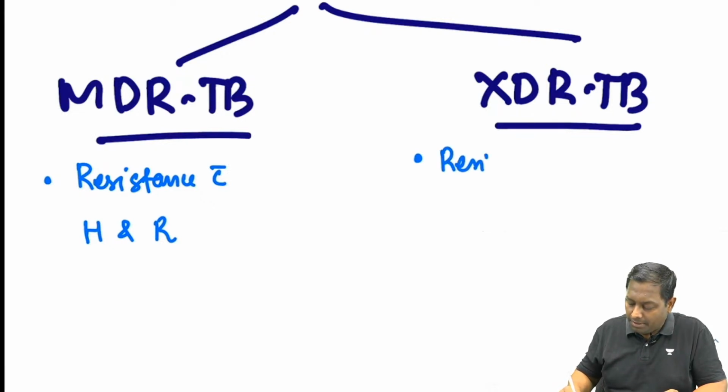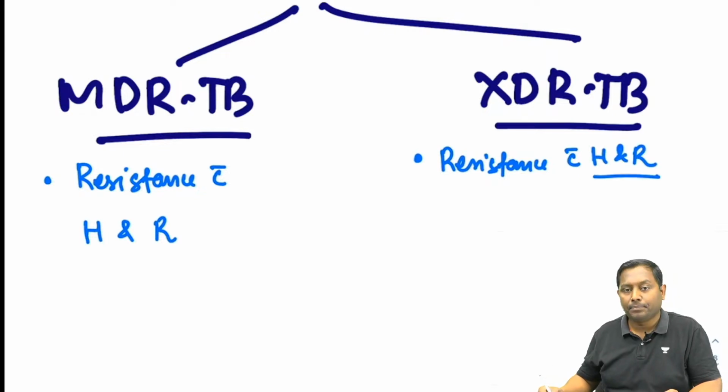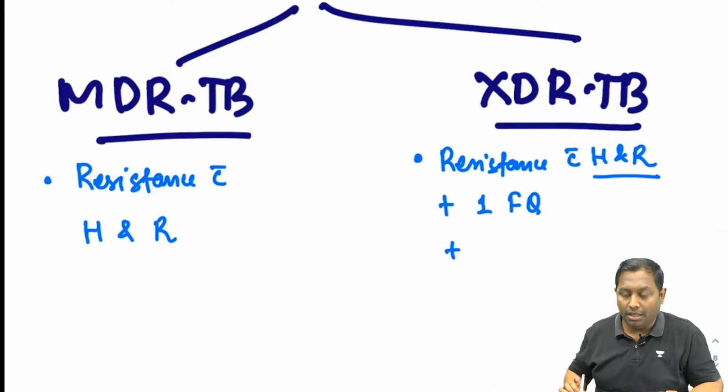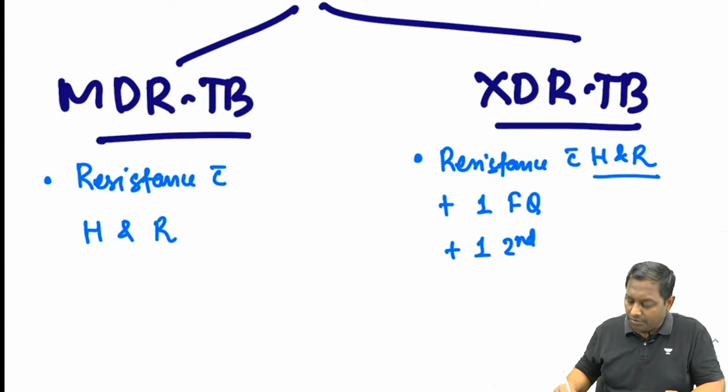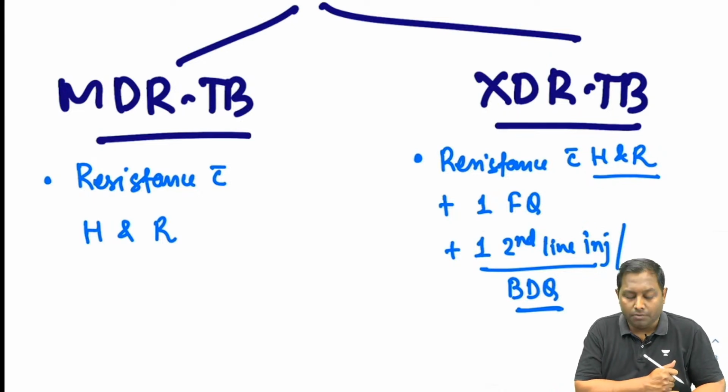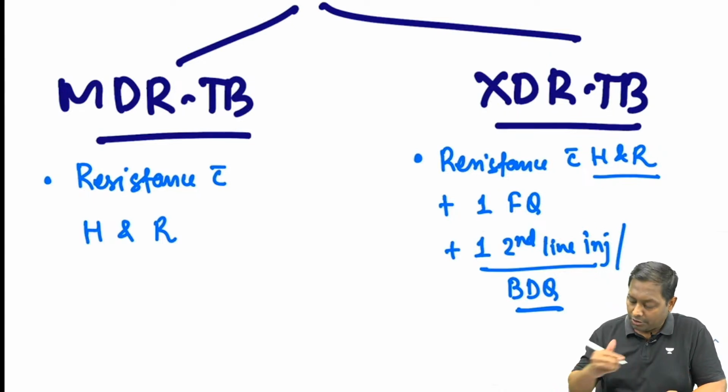Again, there will be resistance usually to isoniazid and rifampicin. H and R is the same. Resistance also to any one fluoroquinolone. Earlier we said there should be resistance to any one second line injectable, but since we are not using injectables and are using oral drugs, there should instead be resistance to bedaquiline, the newer anti-tubercular drug. Bedaquiline is one of the ATP synthase inhibitors. So either there is resistance to any one second line injectable, or resistance to bedaquiline, then we will call it XDR TB.